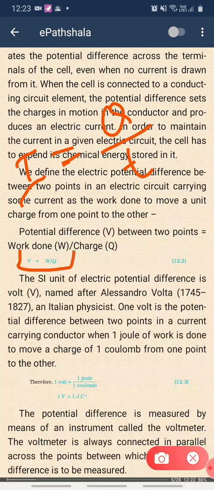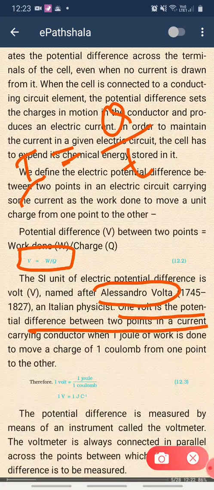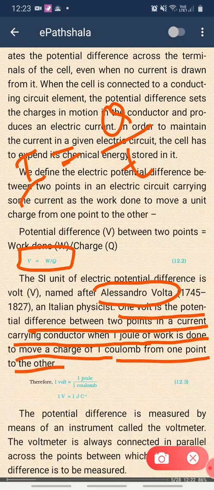Now, potential difference is work done upon the charge. In which unit are we going to measure potential difference? We measure it in volts, just to honor the person who gave this idea, the Italian physicist Alessandro Volta. 1 volt is the potential difference between 2 points in a current carrying conductor when 1 joule of work is done to move a charge of 1 coulomb from one point to another.